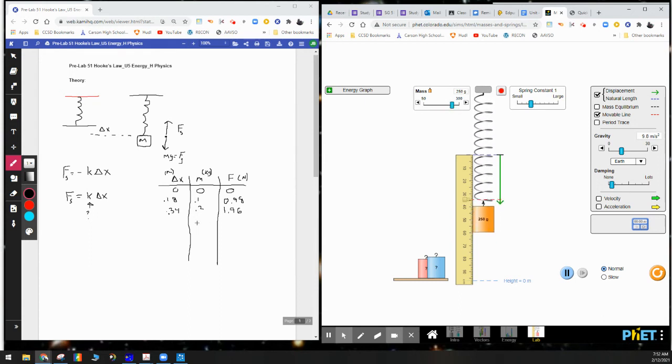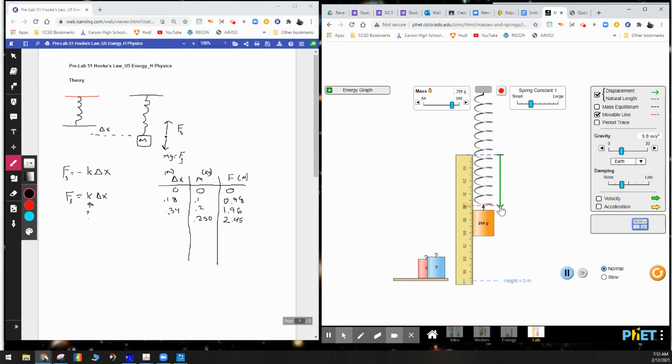So we'll put 0.25 here, times 9.8 equals 2.45. So this will be 2.45 newtons. Let's see what the new displacement is. Still moving, so let me increase the dampening here. There we go, it slows down.